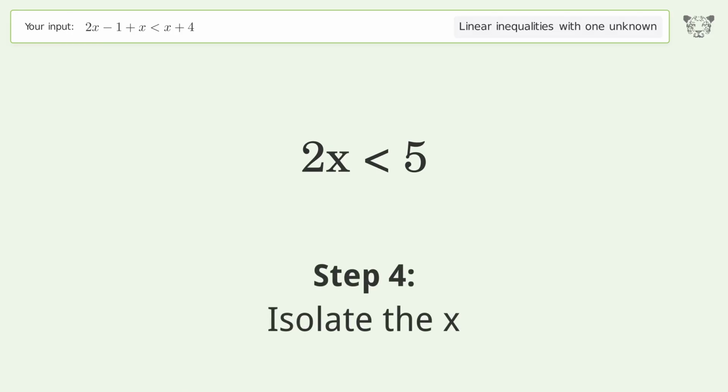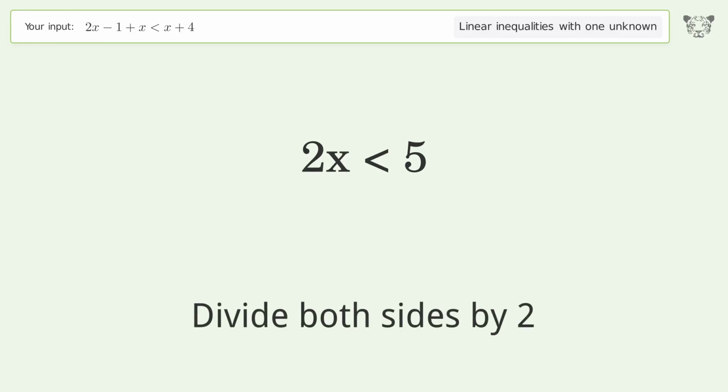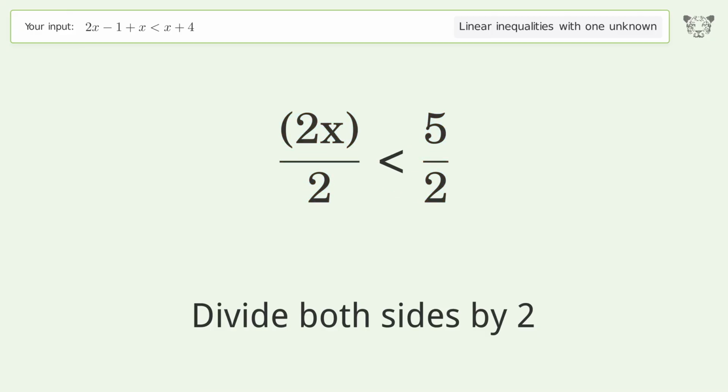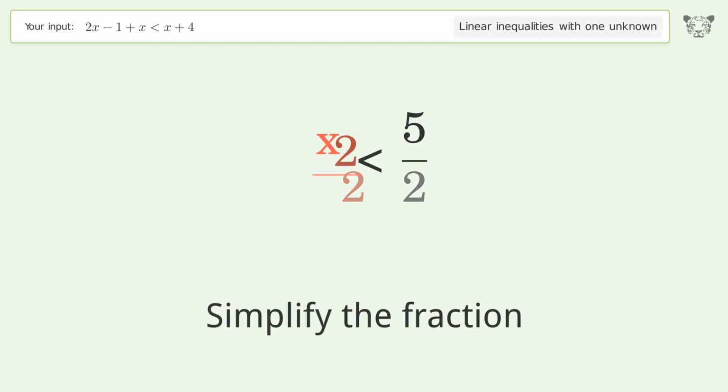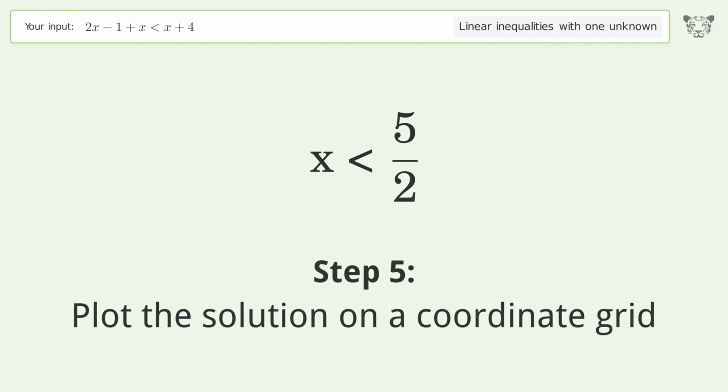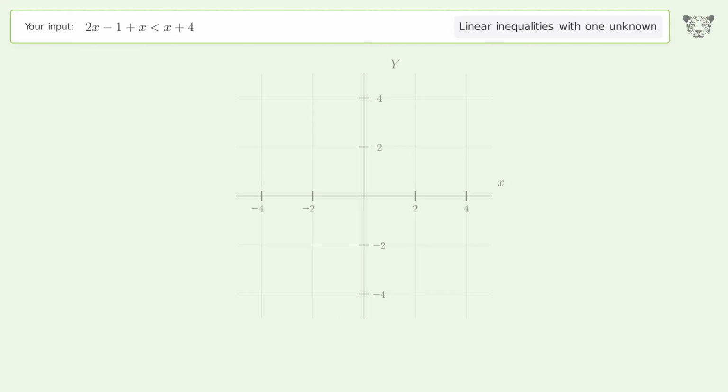Isolate the x. Divide both sides by 2. Simplify the fraction. Plot the solution on a coordinate grid. And so the final result is x smaller than 5/2 smaller than 21/2.